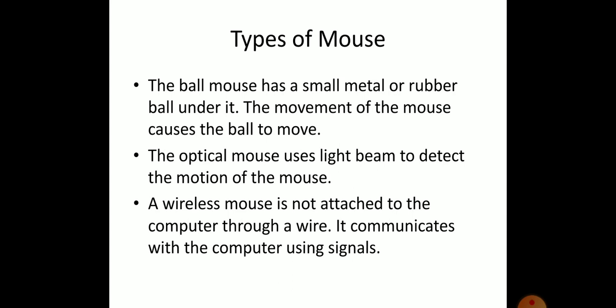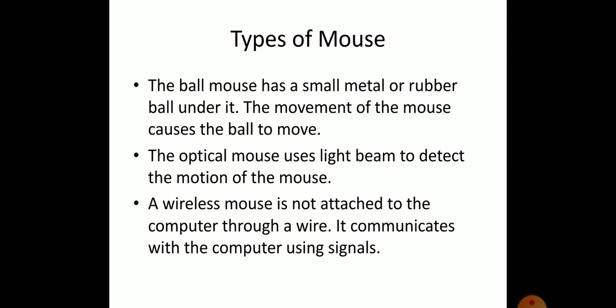First we will see about the ball mouse. The ball mouse has a small metal or rubber ball under it. The movement of the mouse causes the ball to move, and because of that ball, we can track the movement.